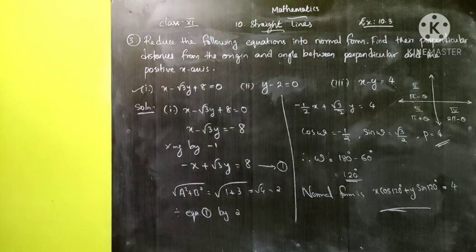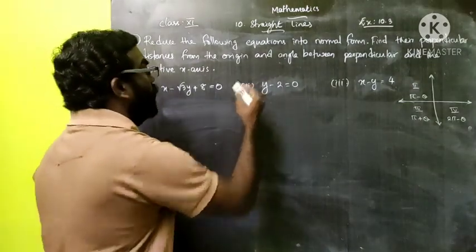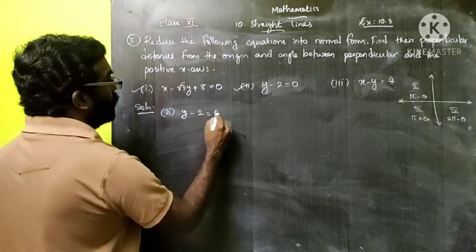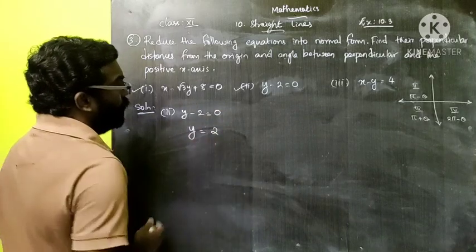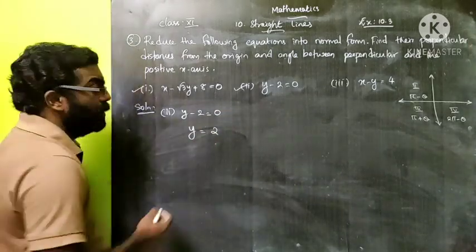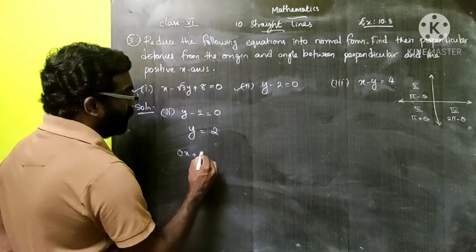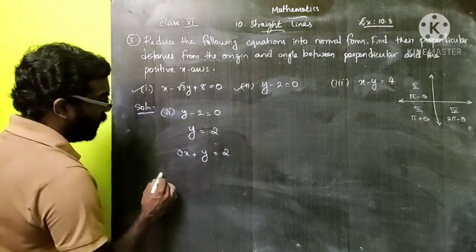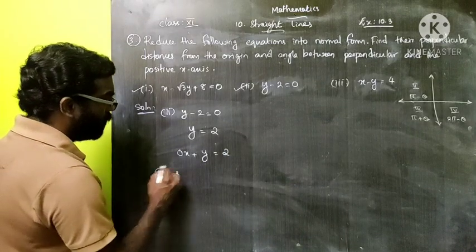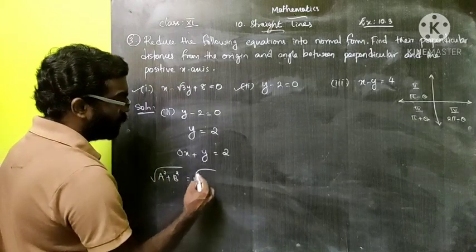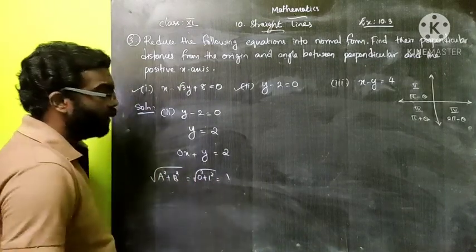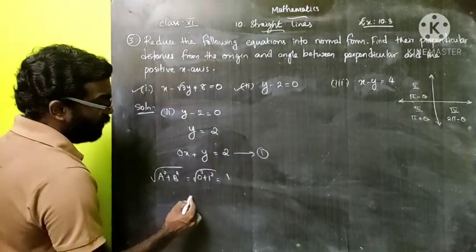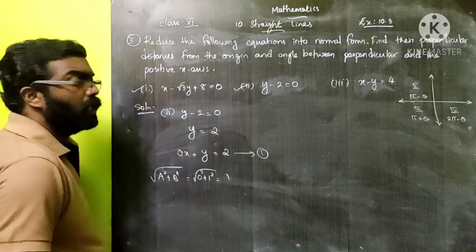Now we can consider the second one. Y minus 2 is equal to 0. So y minus 2 equal to 0 implies y is equal to 2. Here there is no term involving x. So what we can write is 0x plus y is equal to 2. And here the value of root a square plus b square is what? 0 square plus 1 square, and that will be equal to 1. So there will be no change in this equation. We get 0x plus y is equal to 2.